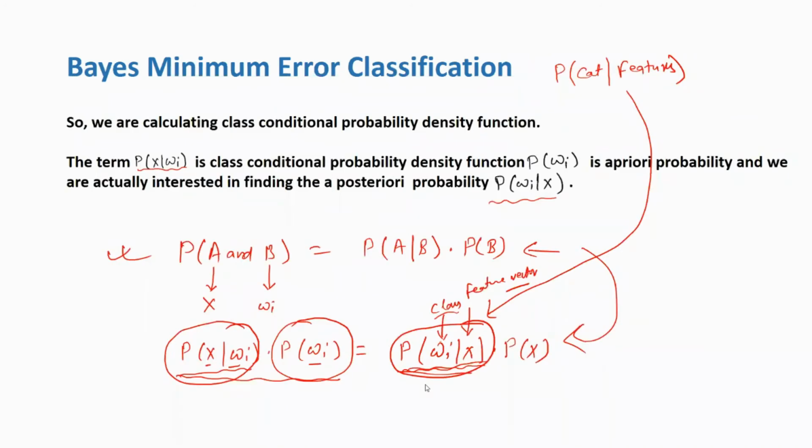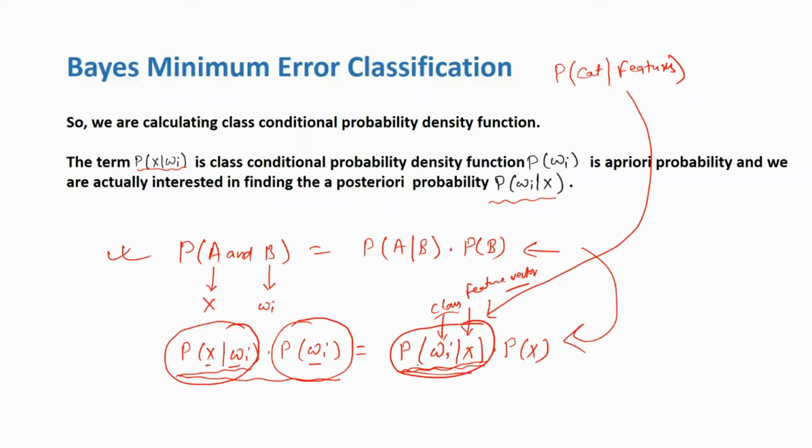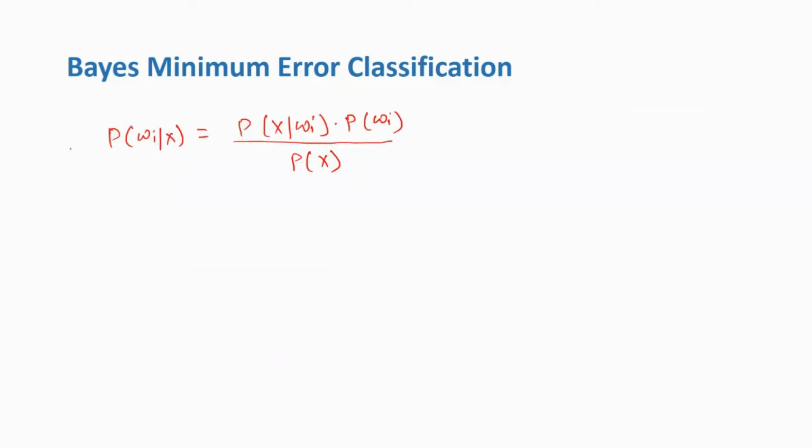So from here, if we are interested in finding the probability of omega i given x, we can write probability of x given omega i multiplied by probability of omega i, divided by probability of x. From this equation, we can find this one. This is what we are interested in finding.